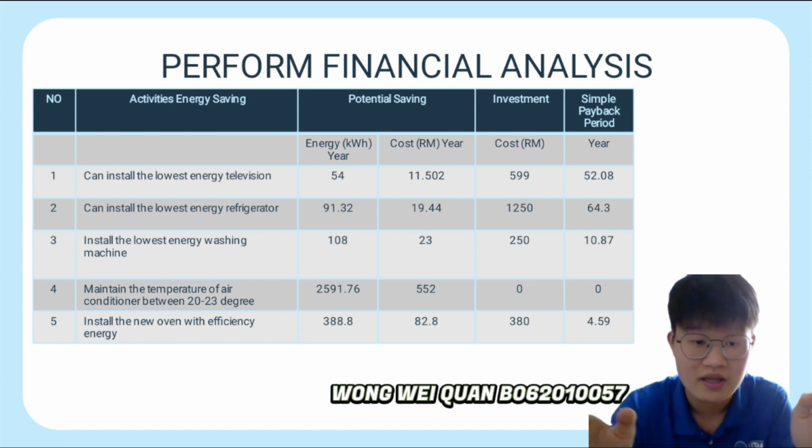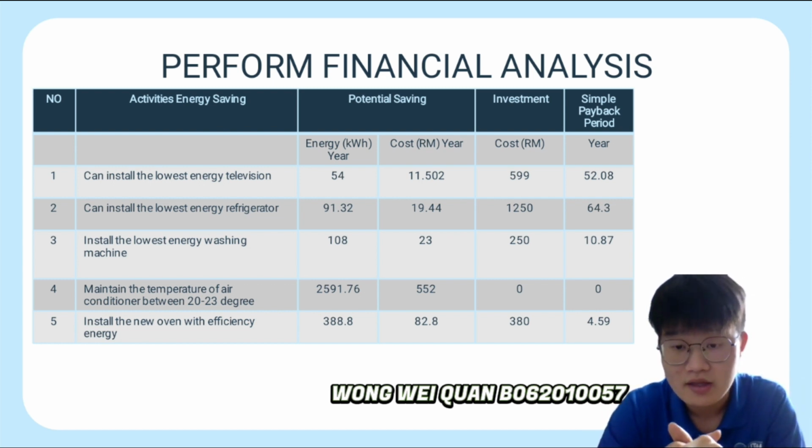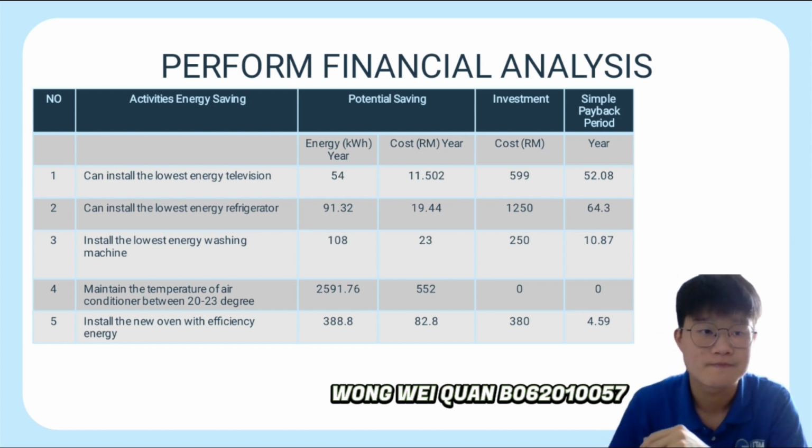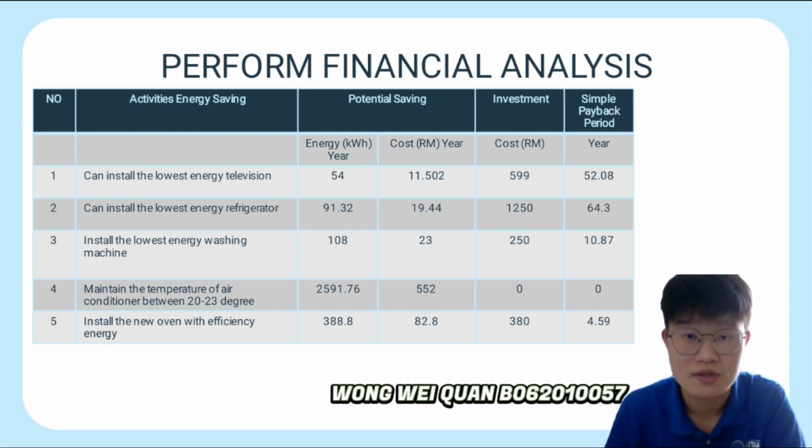Another activity is also the same. We use the investment cost, divide by the cost per year potential saving, so we can get the simple payback period. So that's all for me. Thank you. I will pass to my next presenter.